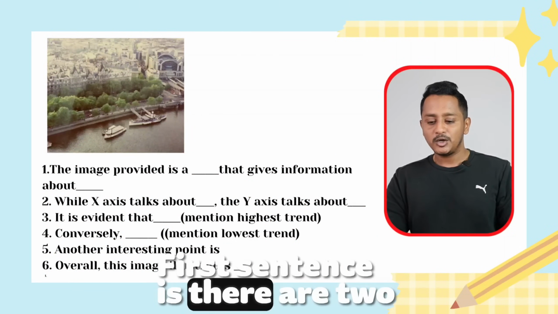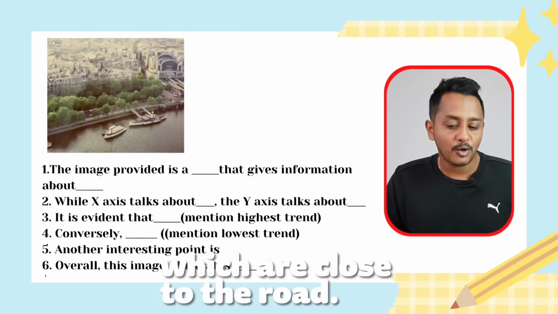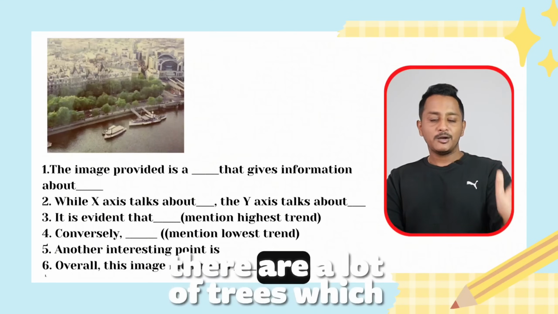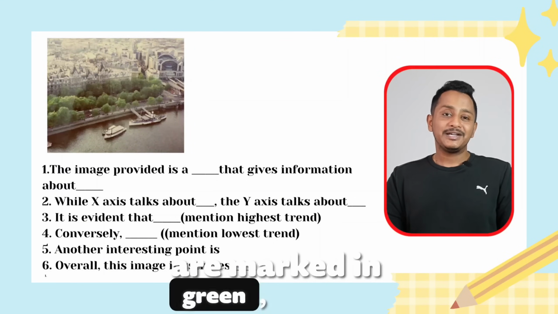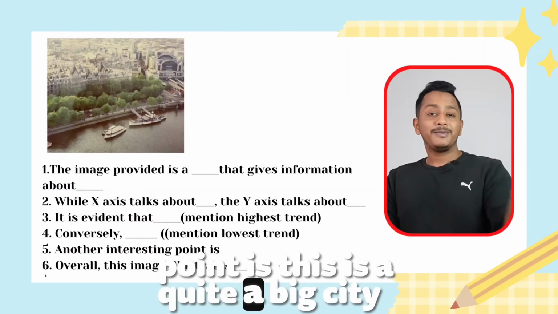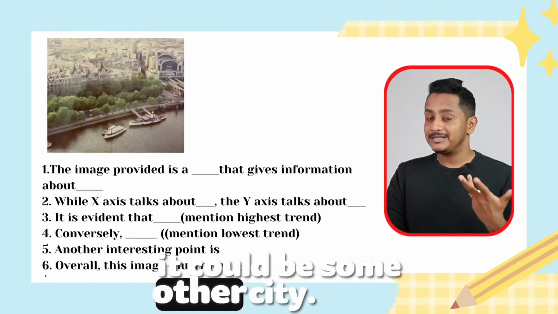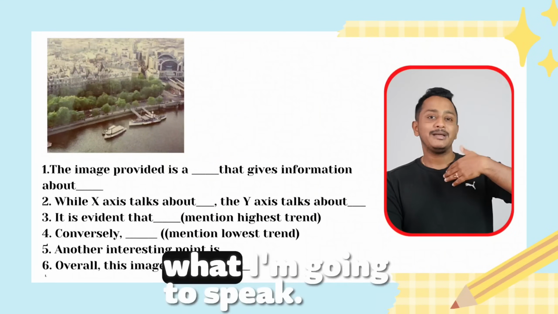First sentence is there are 2 boats on the water which are close to the road. Second sentence, there are a lot of trees which are marked in green which are very close to the building. Another interesting point is this is quite a big city and looks like it is Paris from my experience. If not Paris, it could be some other city. These 3 sentences is what I'm going to speak.